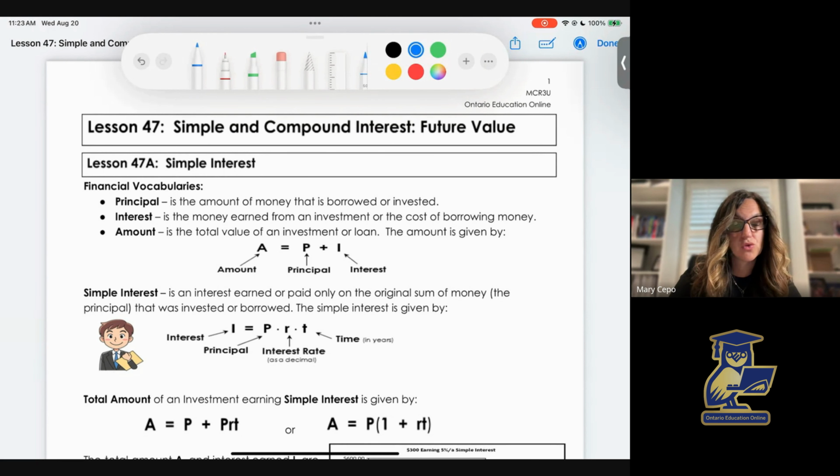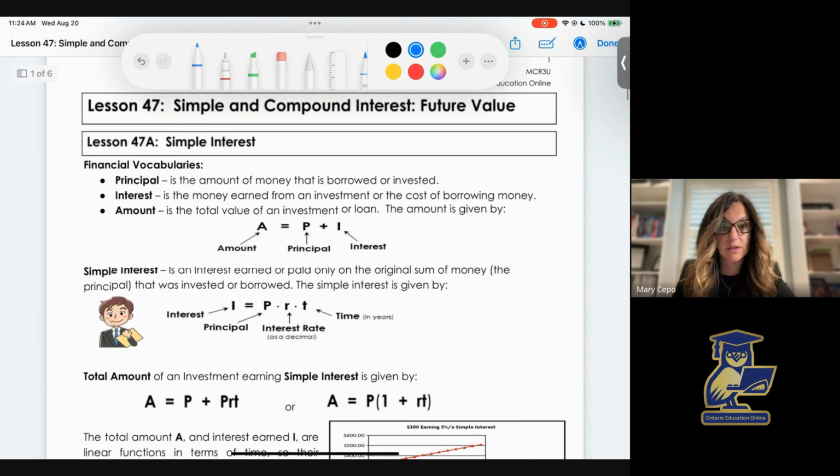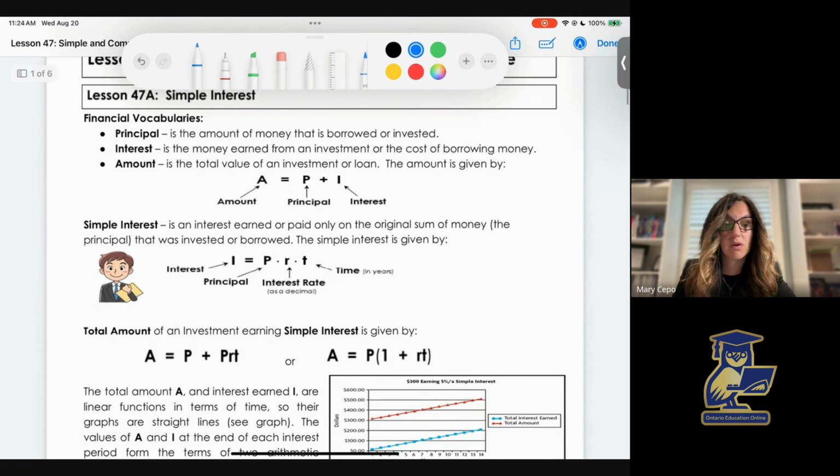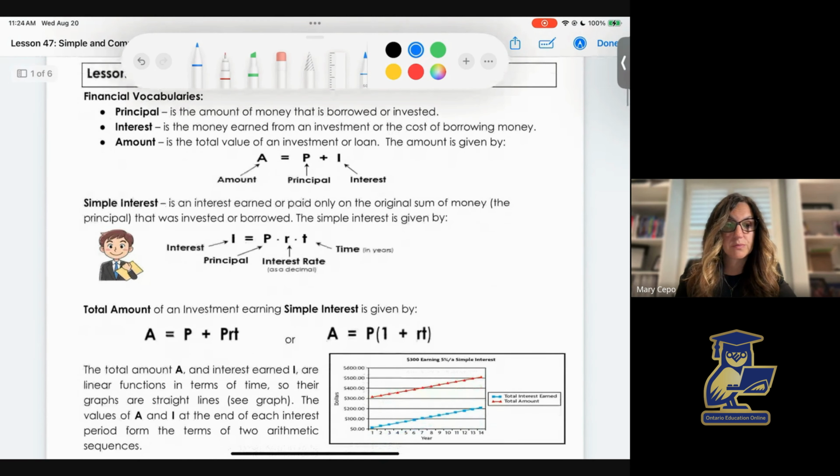Now, looking at simple interest, before we even begin, it is important for us to reflect and look at some financial vocabulary, starting with principal. The principal is the amount of money that is borrowed or invested. The interest is the money earned from an investment or the cost of borrowing money. And the amount is the total value of an investment or loan. The final amount is always the principal you've borrowed or invested, plus the interest you've gained on that investment.